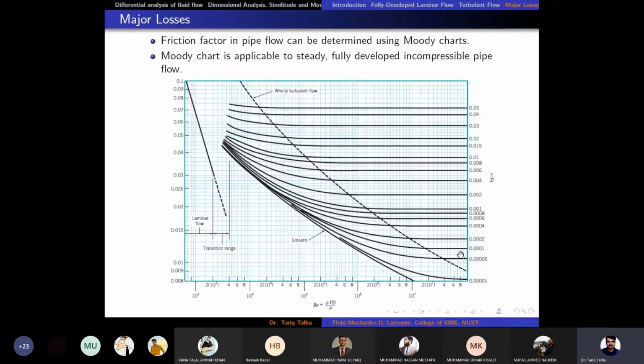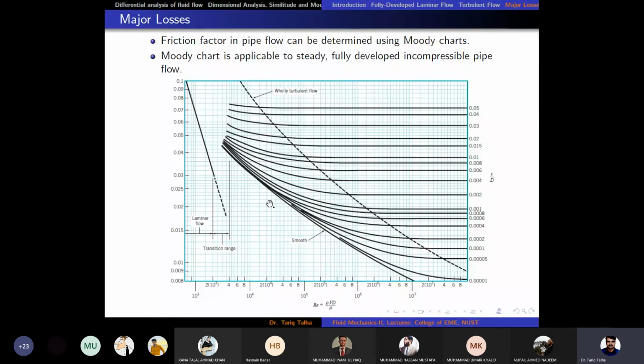For instance, if we use this Moody chart, 0.000375 would be somewhere here, where the mouse cursor is, and the Reynolds number would be somewhere around 13,700. It would be somewhere here, right?